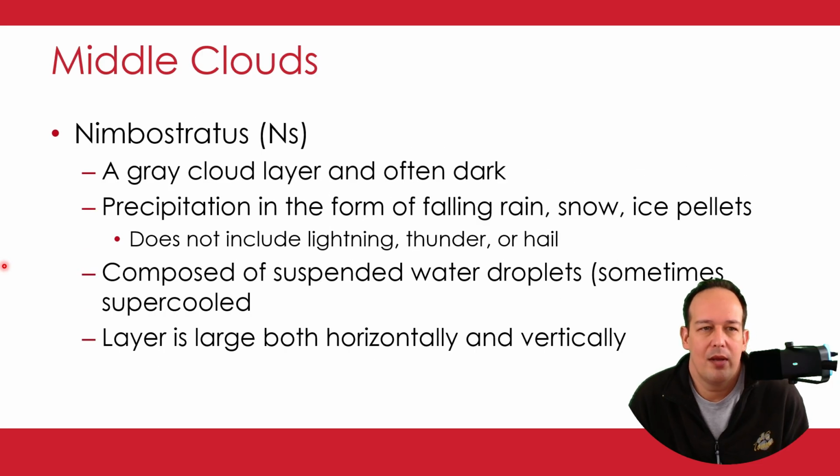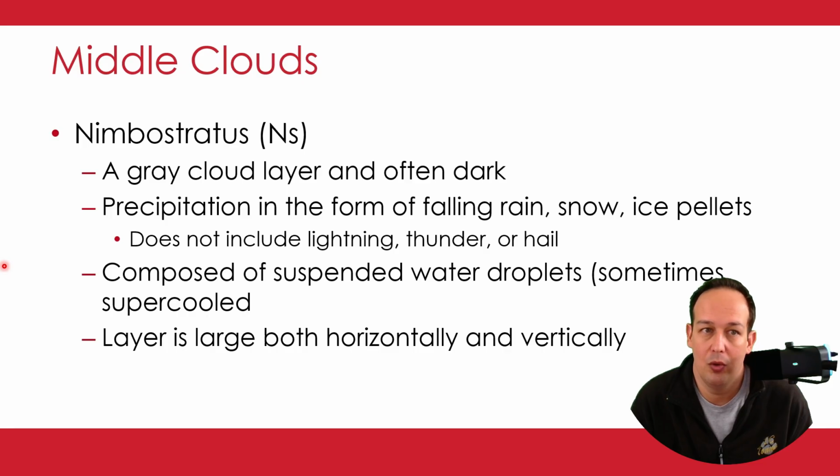All right, next we have nimbostratus clouds. So nimbostratus clouds are a gray cloud layer and often dark. Precipitation will be in the form of falling rain, snow, ice pellets, but they do not include lightning, thunder, or hail. That'll be reserved for the cumulonimbus cloud that we'll talk about here in a little bit.